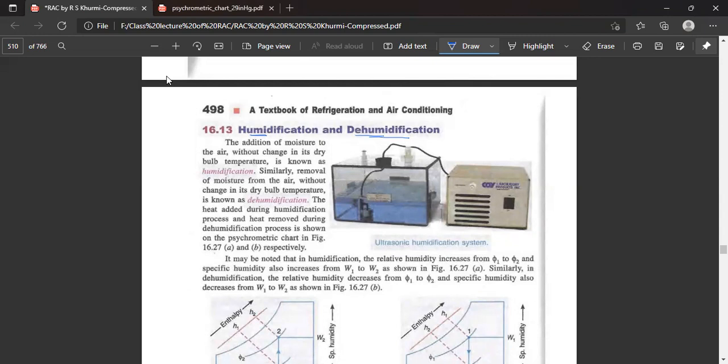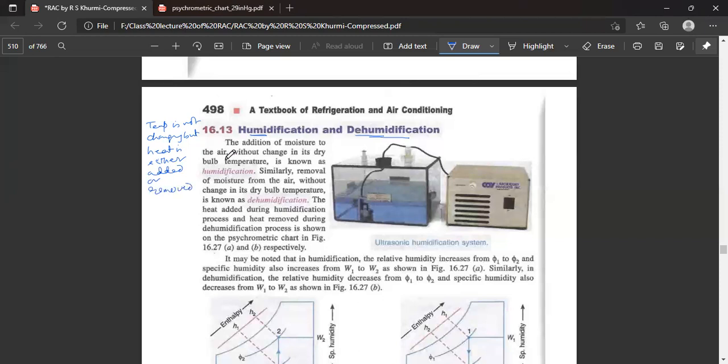The heat added during the humidification process and heat removed during the dehumidification process is shown on the psychrometric chart. The temperature is not varying, but the question is whether heat is added or removed. Here, temperature is not changing, but heat is either added or removed.